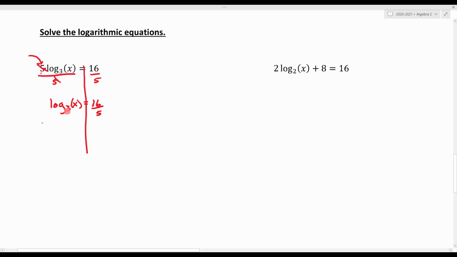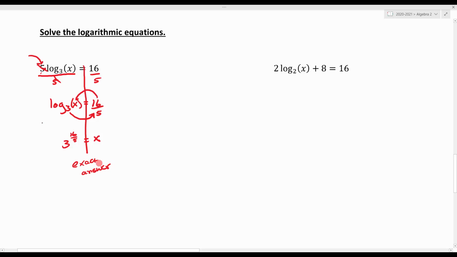So watch what I do here. My base is 3. We're raising 3 to this power, just 16 over 5. So I'm going to go to the exponent and put 16 over 5. And then this has to equal x. So at this point, once I have the log isolated, I can use the definition of a log to rewrite it as an exponent. And by doing that, I got x by itself. So this becomes my exact answer.